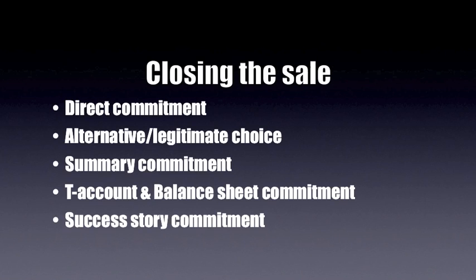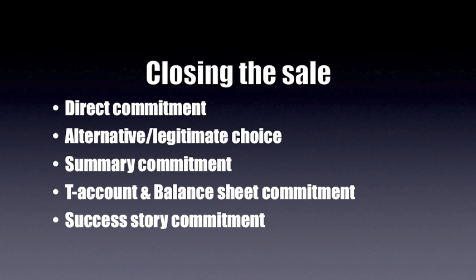Thank you. Okay, so the last part of the sales presentation process is closing the sale. This is when you've gained commitment from the buyer. So we're going to be talking about 5 of them today. Direct commitment, alternative legitimate choice, summary commitment, T-account or balance sheet commitment, and success story commitment. Direct commitment is when the salesperson directly asks the buyer, do you want to buy, or sign the documents to get through it and buy this product.